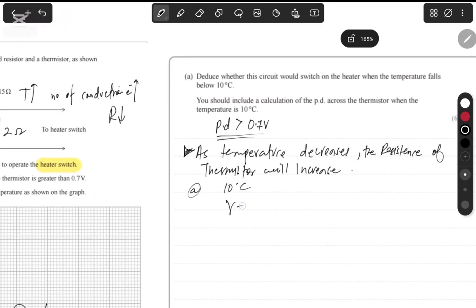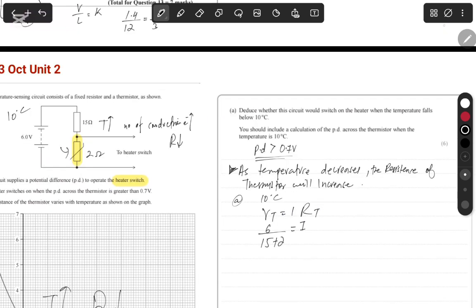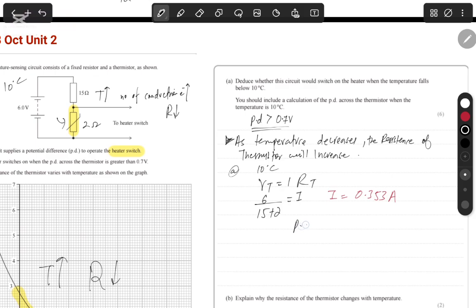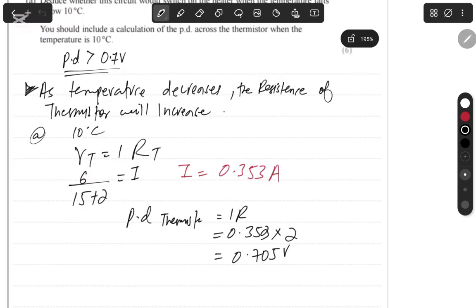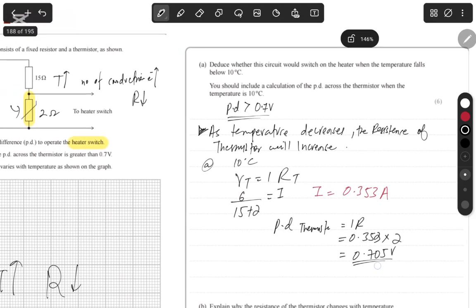So I can use the formula V total equals I R total, and then I can find the value of I. I'm going to get I as 0.353 amps. And then I can find the PD across the thermistor, which is going to be equal to IR. So 0.353 times 2. I'm going to get my answer as 0.705 volts, which is almost actually 0.7 volts.